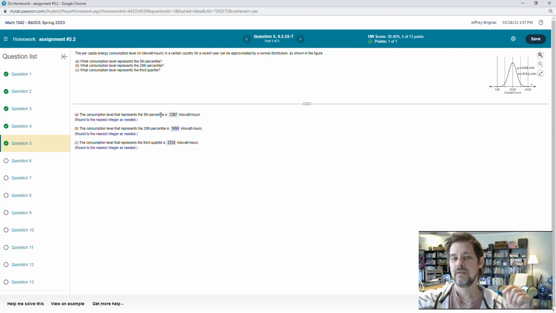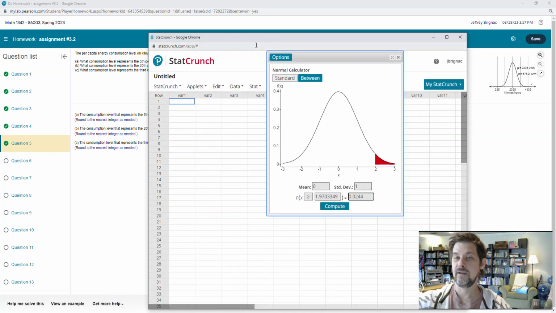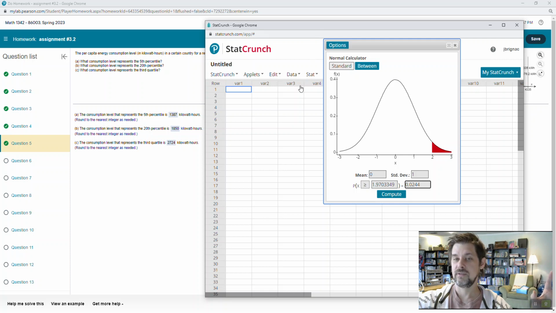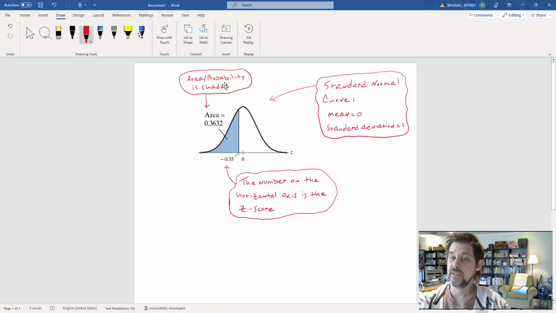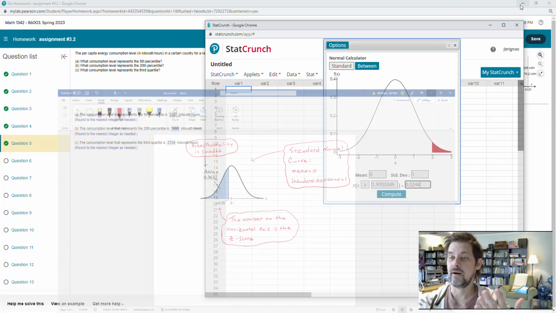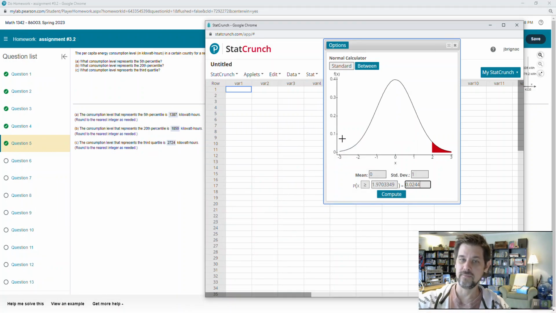Now, the 5th percentile is the number such that you are more than 5% of the data, okay? So like, what energy usage is more than 5% of the data overall? Now, that sounds kind of like a probability, and I said that on the curve, the area could also be interpreted as the probability. So it's like, what are the odds that you use more than 5% of the population? So here's what I do.